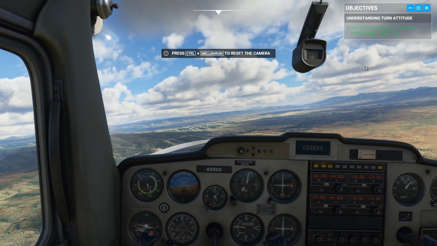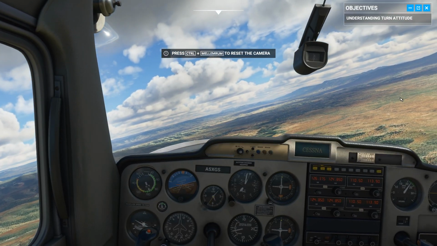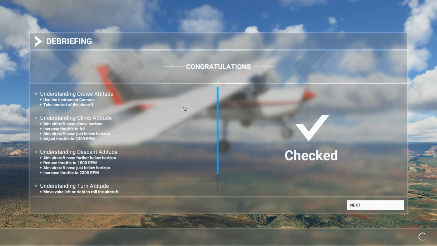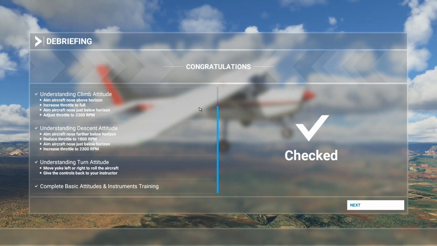Thanks. I've got control now. Well done. Congratulations, that's the debriefing done. So that's the basic idea behind attitudes and instruments. Look outside, use the instrument for backup.